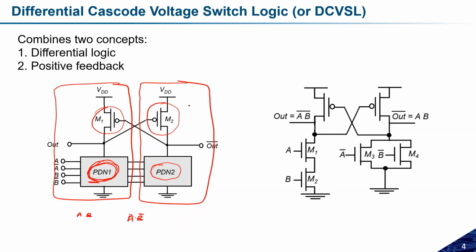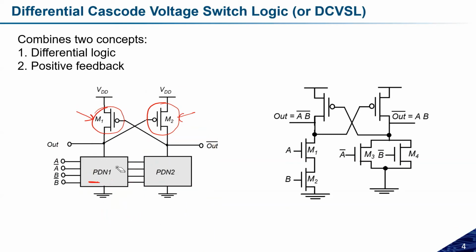The benefit is that these transistors are not always on. If these two transistors are not always on, then the power dissipation from rail to rail can be avoided. So to avoid power dissipation, we can utilize this DCVSL structure. Let us see how this circuit works. Is there any question about the concept of this?